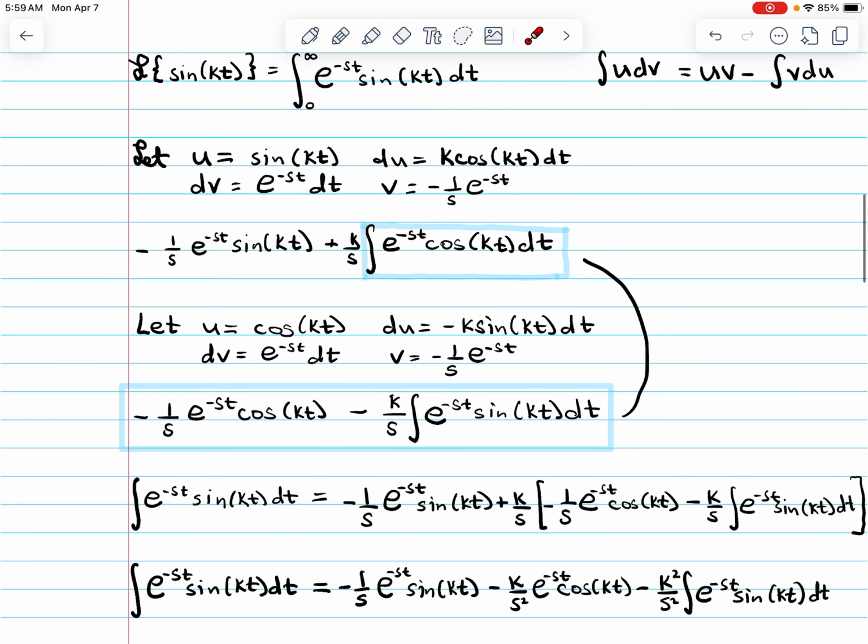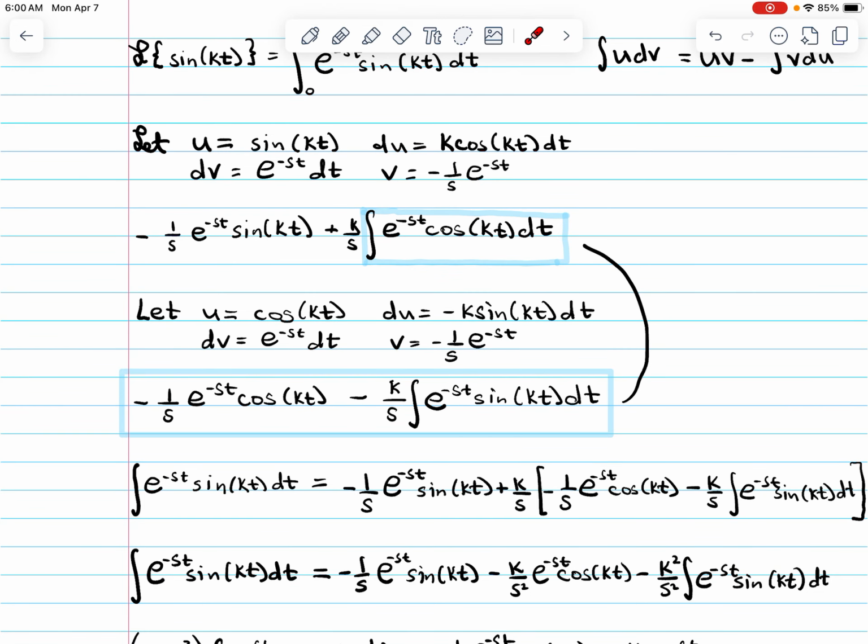And once again, I go through the integration by parts just like before. Okay, I'm going to let u be cosine kt, and then du is negative k sine kt dt, and I let dv be the same as before. Okay, so then I get uv minus the integral v du, and I get this thing.